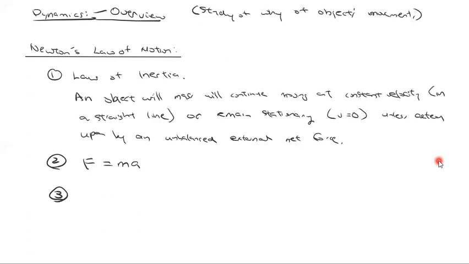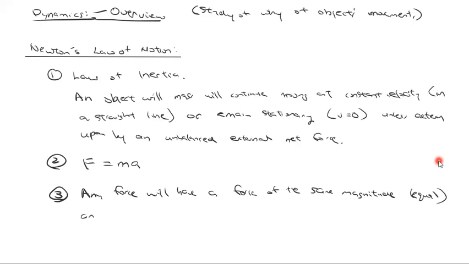Newton's third law is often quoted as action equals reaction, but that's very easily misunderstood and not a very good description. It's much better to describe it as: any force will have an equal and opposite force acting. It will have a force of the same magnitude, in other words equal in size, and acting in the opposite direction.